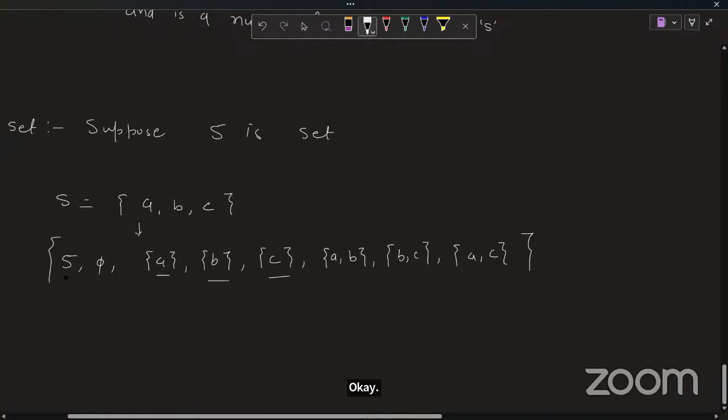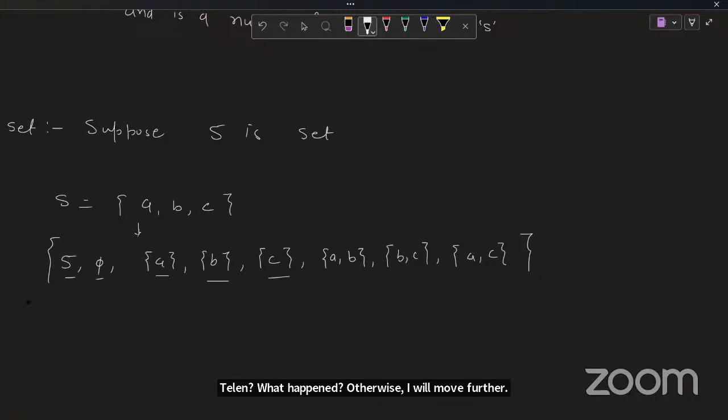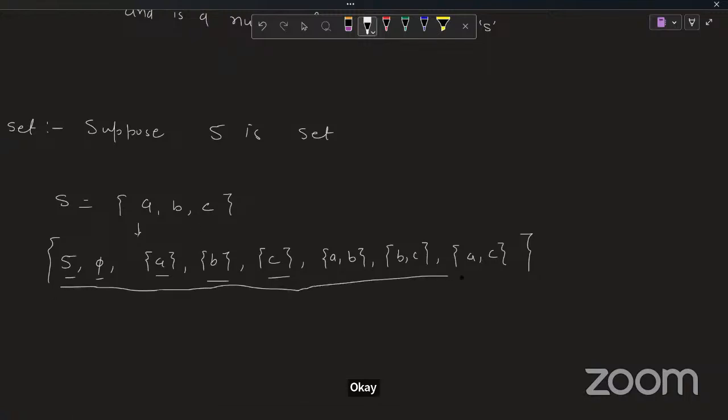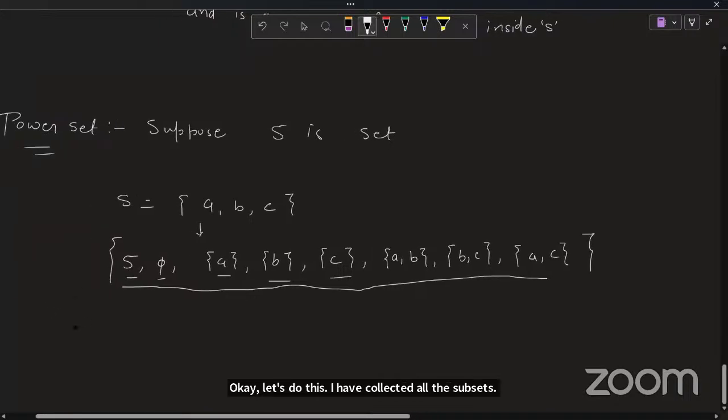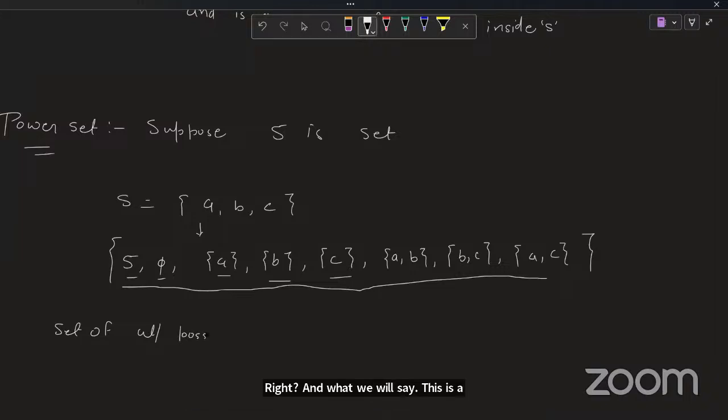What I have done is I have collected all the subsets of this S, and what I have seen is that this is itself a set. And we will say this is the set of all possible subsets of S. Initially I had a set, I collected all the possible subsets of that set, and this is itself a set.